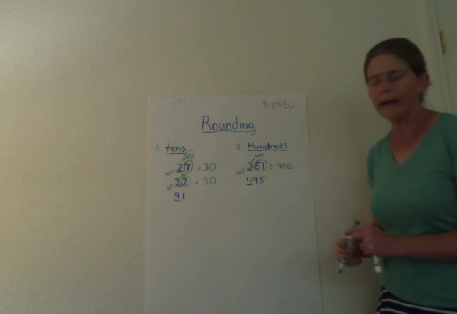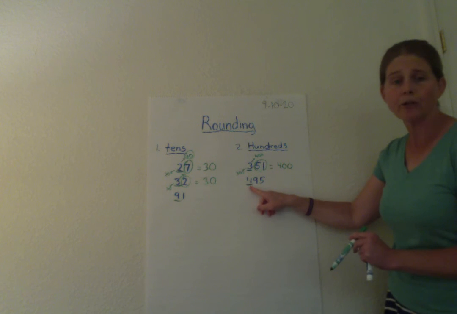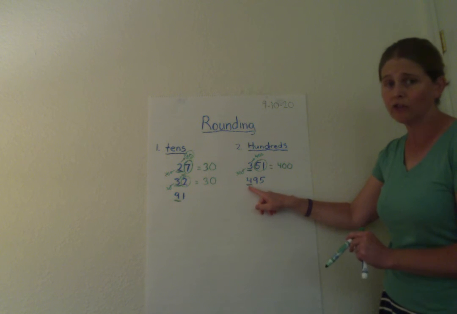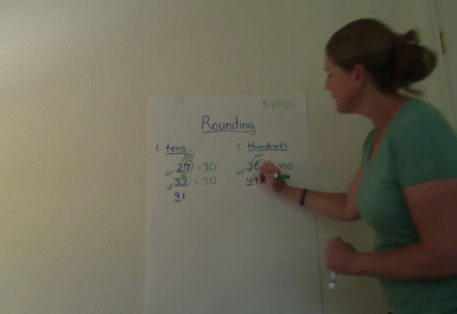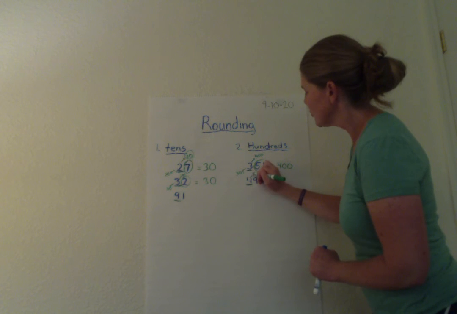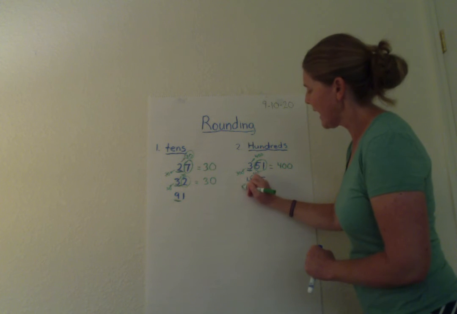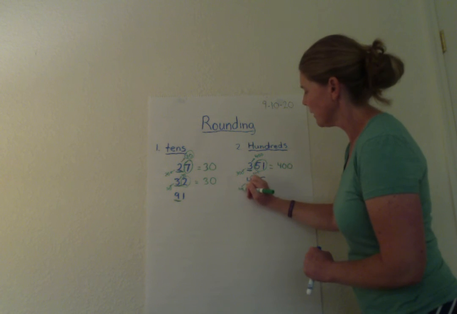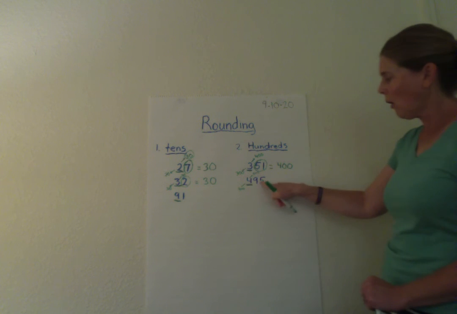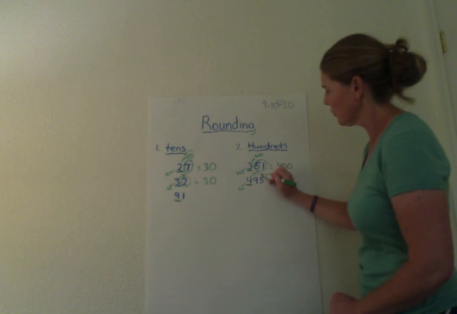Let's try this one. 495. Again, the 4 is in the hundreds place, so I know that's the digit that can change if it rounds up. If I do round up, this will change to 500. If I round down, I will stay at 400. Okay? How do I know? I look at all the numbers to the right of the hundreds place, so I'm going to circle them.